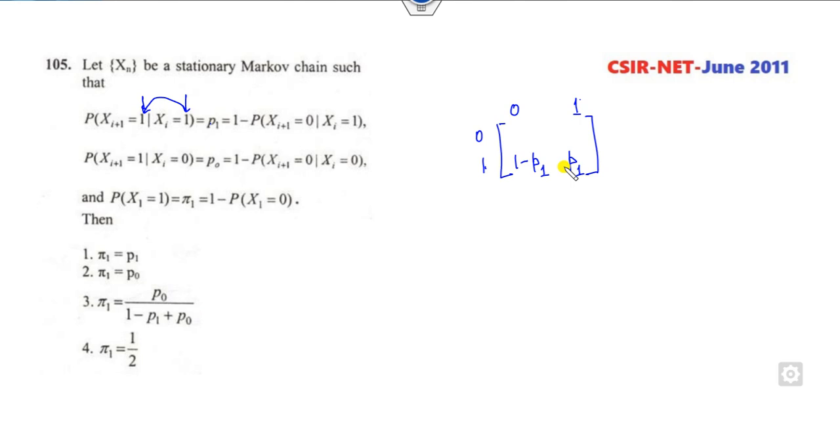0 to 1, the probability is my P0. This will be my 1 minus P0 here. Then you have to find the probability at X. So it's a 2 cross 2. You can find the stationary probability. How can you find that?